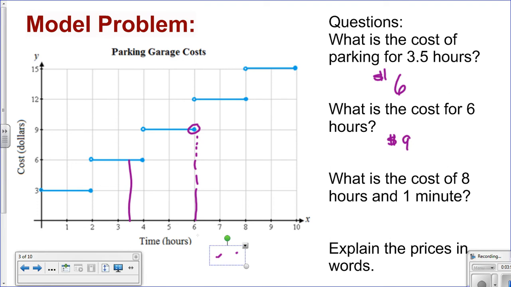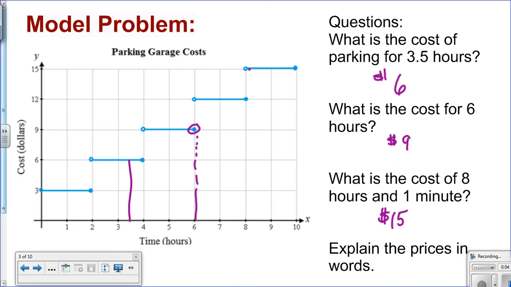If the question asks in the next one the cost of 8 hours and 1 minute. So 8 hours, 1 minute. So here's 8 hours. Well, 8 hours would be $12, but as soon as we click over another minute, you jump up here. So 8 hours and 1 minute is actually going to cost you $15.